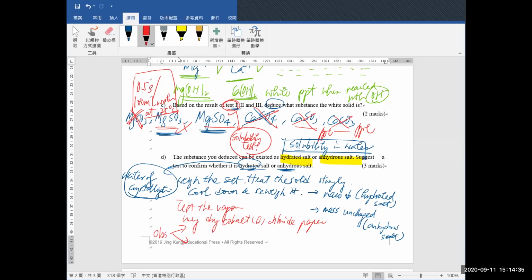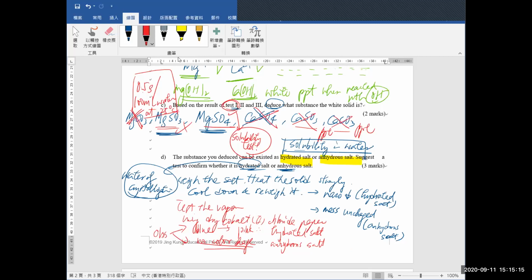So you are looking for two possible observations. Case one, the color of the paper turns from what to what? I know the chemical is in hydrated form, so we've got a change in color. What is the color change? From blue to pink. So how about the anhydrous form? No observable change, no color change. It stays blue.